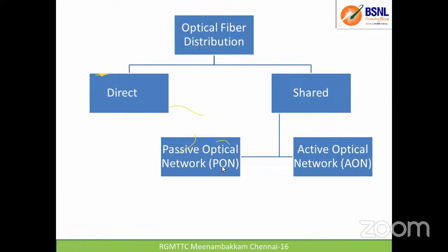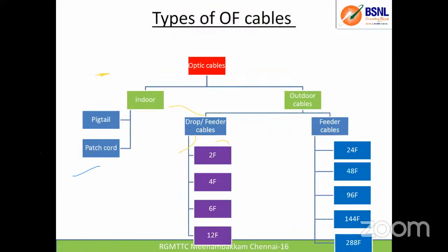That is a passive optical network and active optical network. Mostly for practical usage, most of the FTTH vendors are using only PON, that is passive optical network, since it does not need any power supply or connections for its functions. For example, these are optical cables.